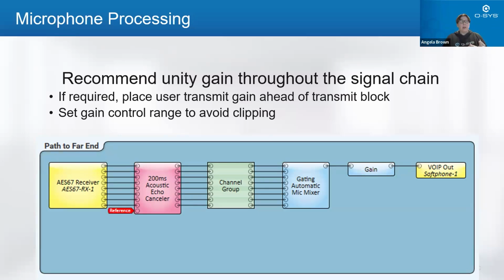You'll notice we have our gating auto mixer, and then there's a gain after that. That gain after that is something that the user might control, or that you might set in order to get USB audio level properly through to the other end. Be aware where you're putting that. Don't put that somewhere where it's going to cause the echo canceller algorithm to fail.